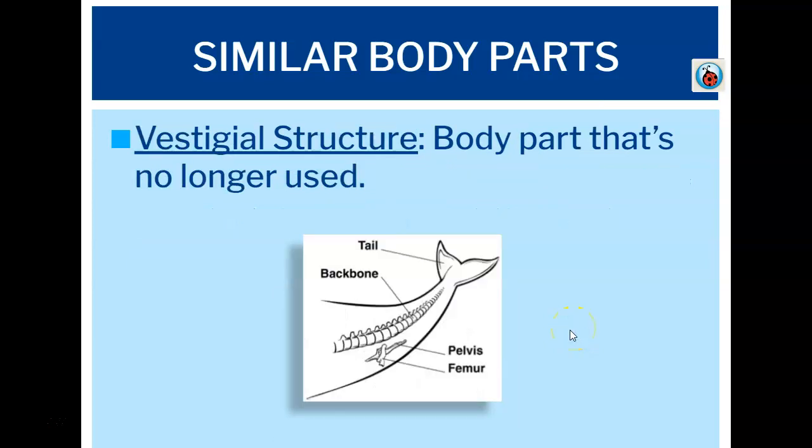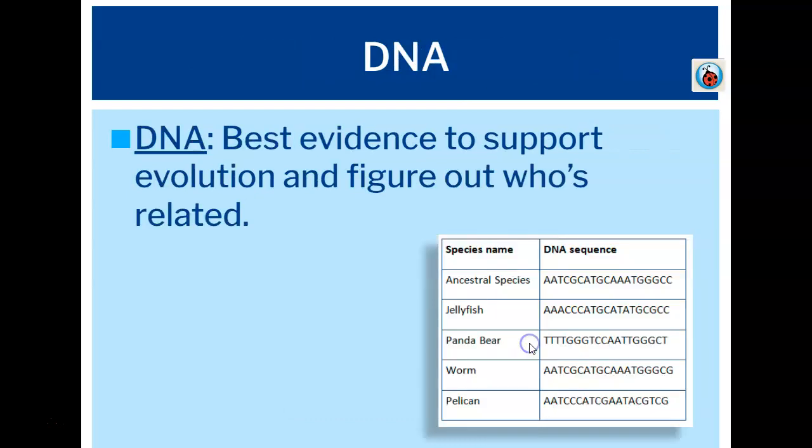Vestigial structures are functionless parts, body parts that are no longer used. For example, in certain species of whales, we still see the femur bone, which is the leg bone, and pelvis, which are hip bones. We also see the same thing in certain species of snakes. Another example of a vestigial structure in humans would be our appendix. It's a functionless part that had a function in a common ancestor.